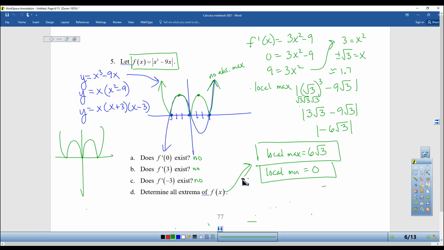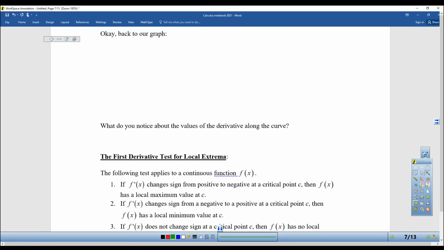But were we still able to determine extrema? Yes, because extrema can happen in 2 different places: when the derivative is equal to 0 or when the derivative does not exist. So you'll see that there's a little book section that you could look at if you need more help with this. All right, back to our graph. So this is what I drew in the beginning. There's your local max. This is your local minimum.